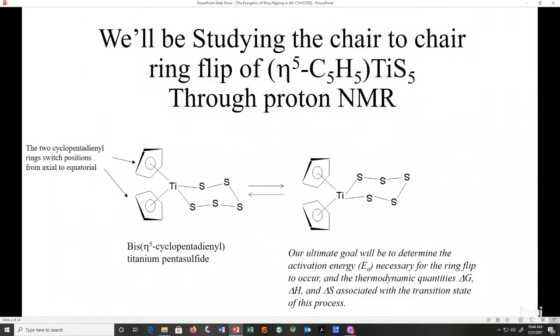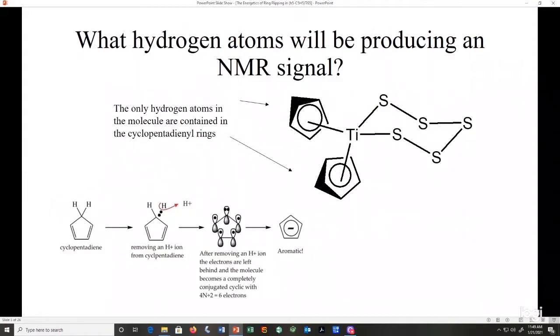So we'll be studying the chair-to-chair ring flip of bis-cyclopentadienyl titanium pentasulfide. And these two cyclopentadienyl rings are going to switch from the axial to the equatorial position during this ring flip process. And so our ultimate goal will be to determine the activation energy necessary for the ring flip to occur. And we're also going to determine the thermodynamic quantities delta G, delta H, and delta S associated with the transition state of this process.